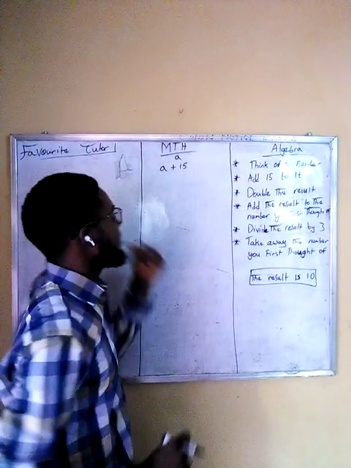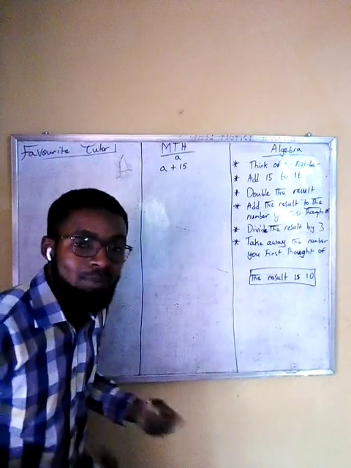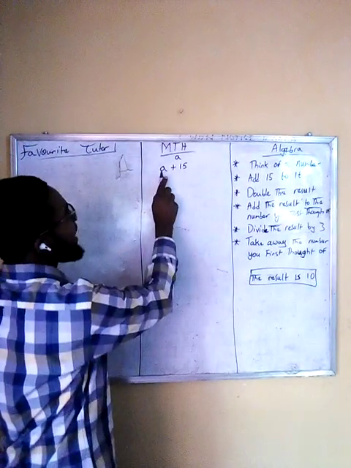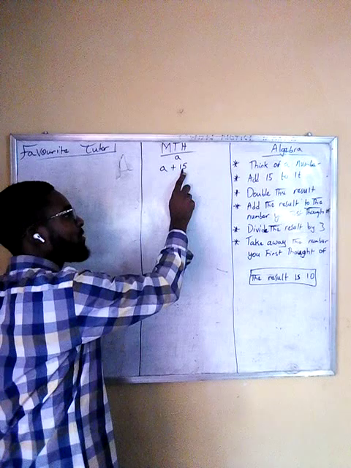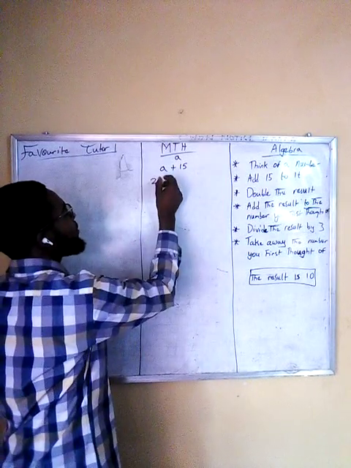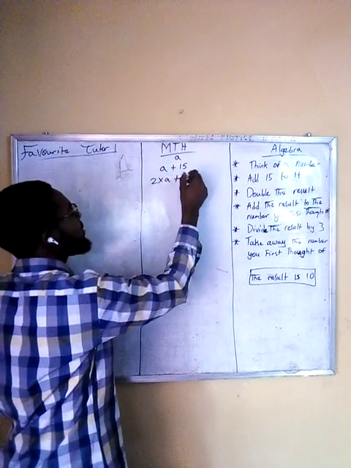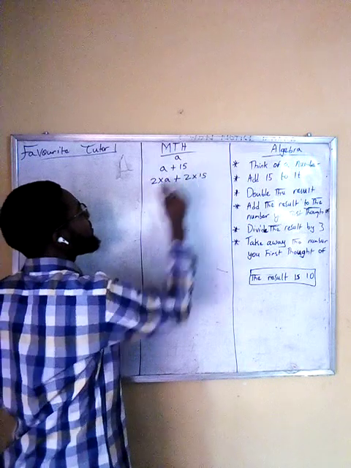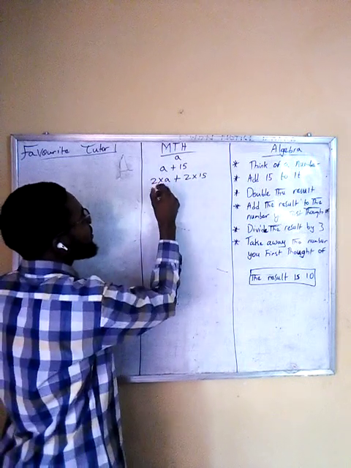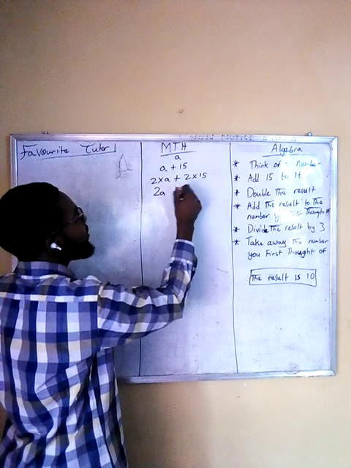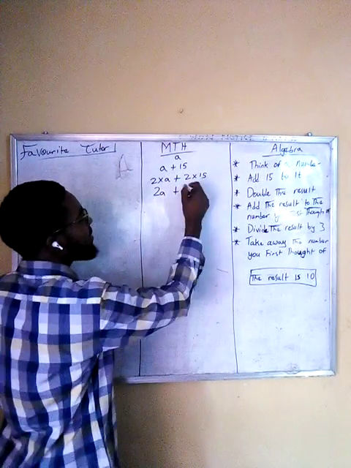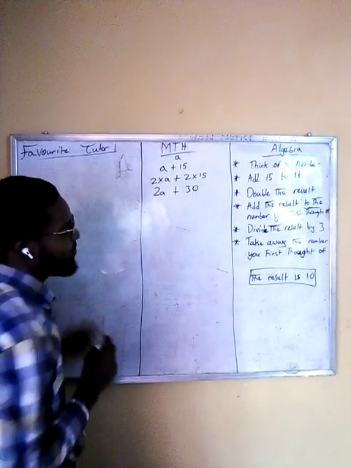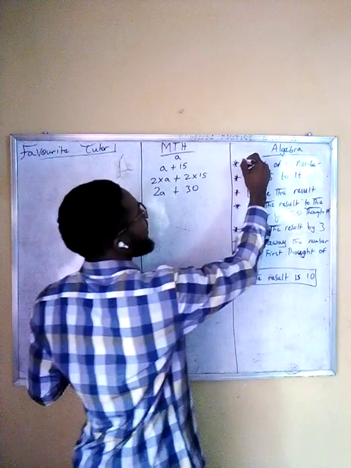Double the result. Multiply the result by what? 2. So we'll multiply A by 2, and then we'll multiply 15 by what? 2. So therefore 2 times A plus 2 times what? 15. 2 times A is what? 2A. Plus 2 times 15 is what? 30. Okay, we have done this.